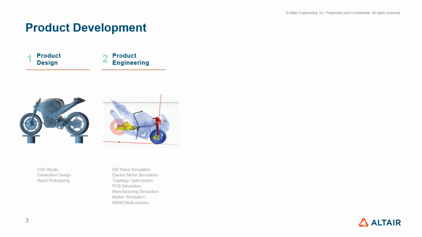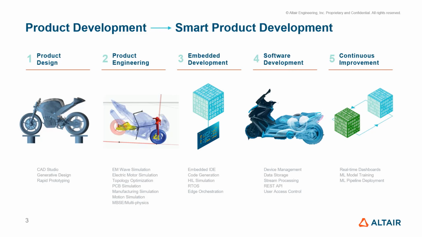As you may know, over the past years, product development has been focused on product design and product engineering. But the new trends that have appeared made us start thinking years forward about the future of product development. So that's why we have evolved from tools that offer generative design, topology optimization, and mechanical and electrical simulation to smart product development, offering tools for embedded development, software development, and continuous improvement.